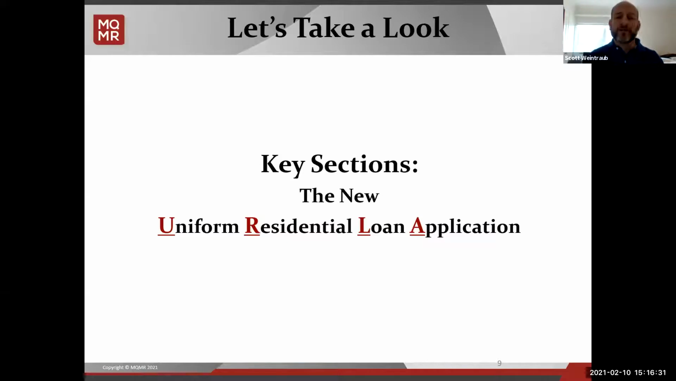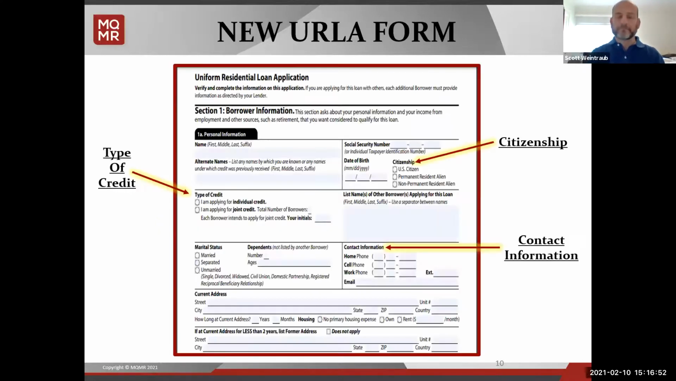Okay, so we've talked about it a lot already. We've talked about the new loan application. We've talked a little bit about, in theory, how it's organized and laid out differently than the current version that's in effect now. So now that we've done that, let's start taking a look at some of the key sections of the new application.